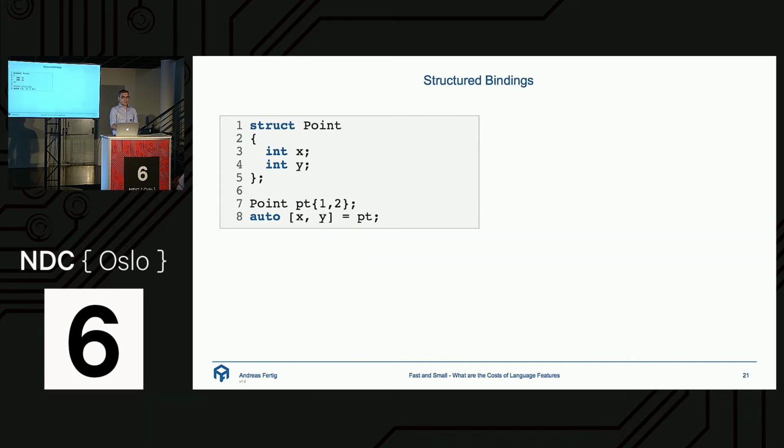Next item, structured bindings. Structured bindings are a new feature coming with C++17 or already there. I'm not really aware if C++17 is finally out the door. Currently, they are called decomposition declarations in the standard, but there's already a proposal which intends to change the name back to the more widely used structured bindings.